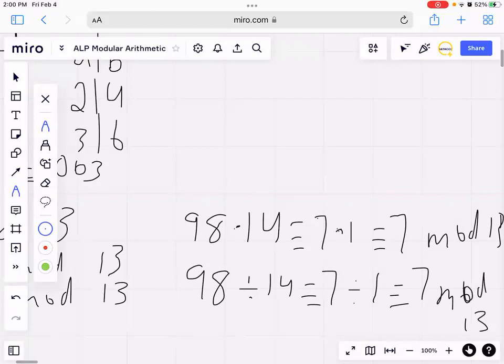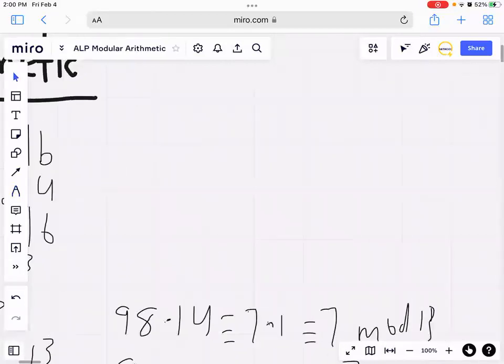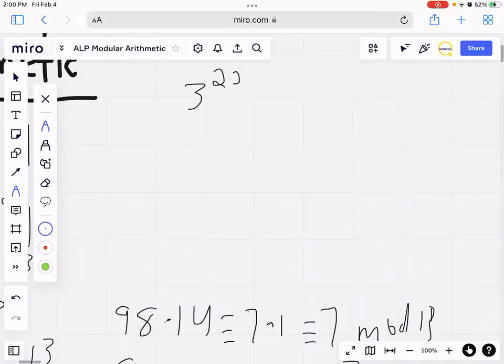Next, note that this also works because exponents are technically multiplication as well. So we can actually use modular arithmetic to find the last digit of a number with exponents. For example, take the large number 3 to the power 2022, and we want to find the last digit.